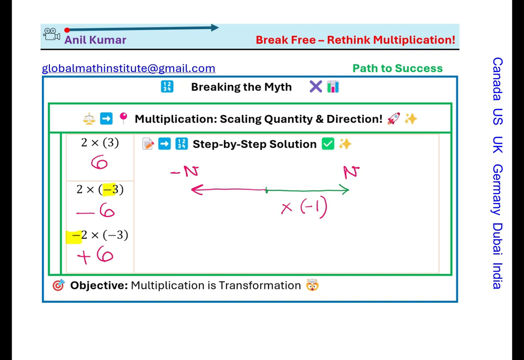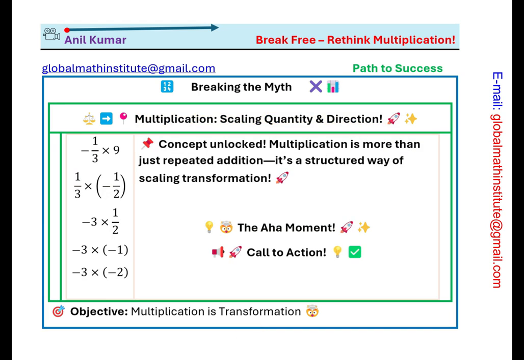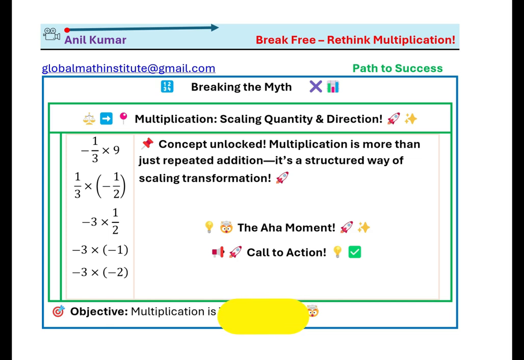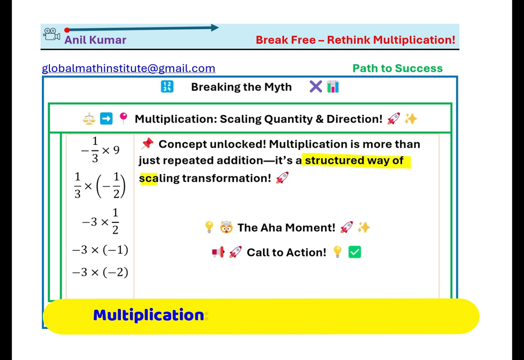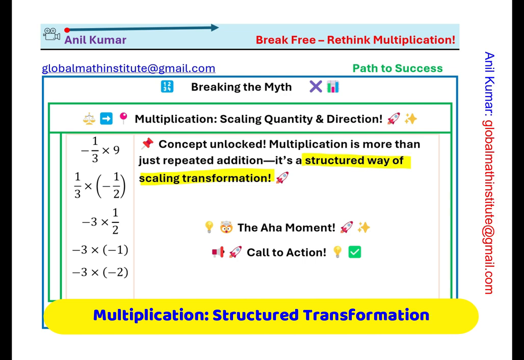So I hope this concept of scaling, quantity, and direction is absolutely clear, right? So multiplication is, in fact, scaling, quantity, and direction. Perfect. So, with that, we understand the whole process, and I hope now you must be feeling very confident. So, the concept has been unlocked. Multiplication is more than just repeated addition, it's a structured way of scaling transformations, right? So the key words here are structured way of scaling transformations. So with that, now I think you are ready to solve even more difficult questions.